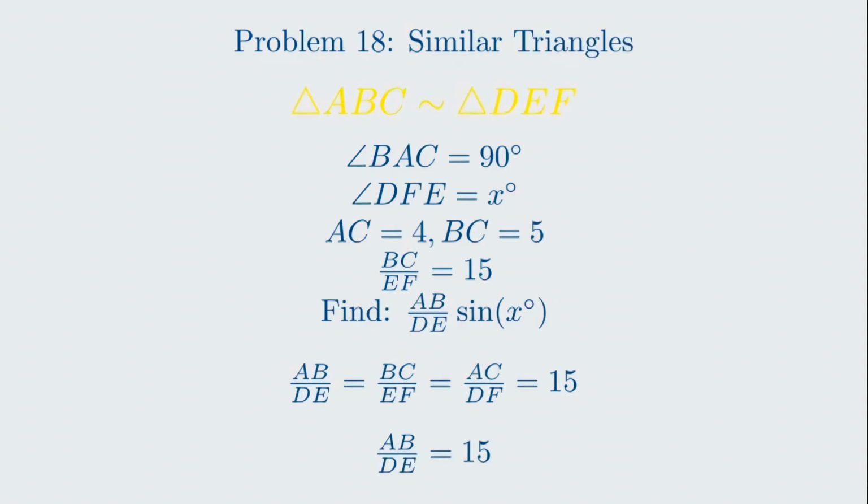From the similarity statement, the third vertex C corresponds to the third vertex F. So angle DFE corresponds to angle BCA. This means that x is the measure of angle BCA. To find the sine of angle BCA, we need the side lengths of triangle ABC.